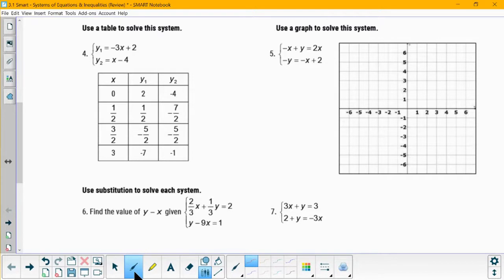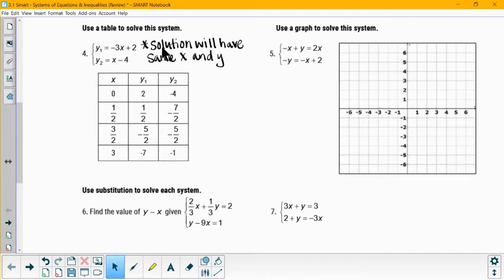Moving on to tables and graphs. For tables, you are interested in where you have the same x and y value for both equations. Now, tables are normally presented to you in this manner, where you have one x column and you have one column for your first equation and one column for your second equation. So y1 and y2 are going to be using the same x values. So you're interested in where the y values are the same.